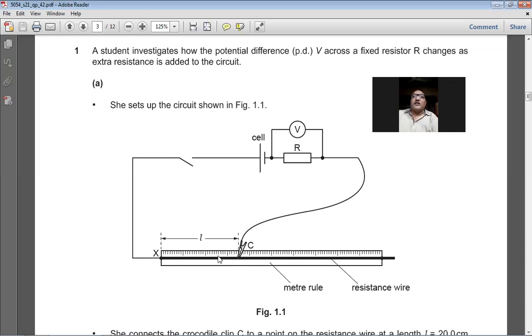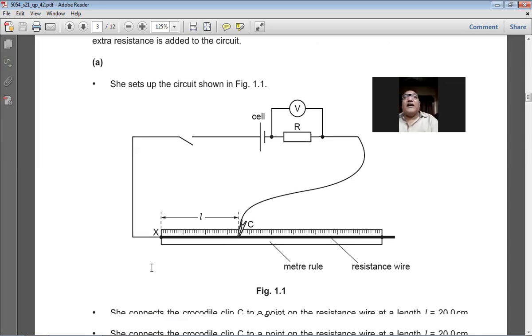Here we have a crocodile clip, and this crocodile clip is connected with the fixed resistor and back to the battery. Around this fixed resistor, we have put a voltmeter, so it can tell you the potential difference across the resistor. The crocodile clip can be put at different points. If you move it towards the right side, the length of wire used in the circuit will increase. So this is how this experiment works. Let's move to the next part.